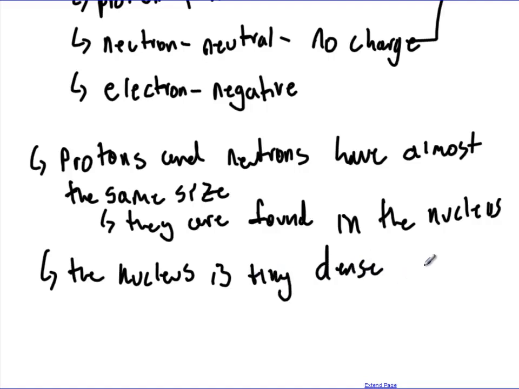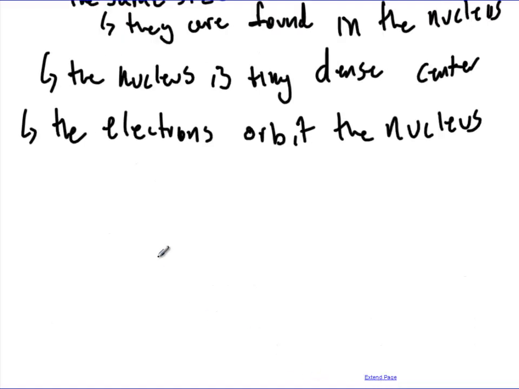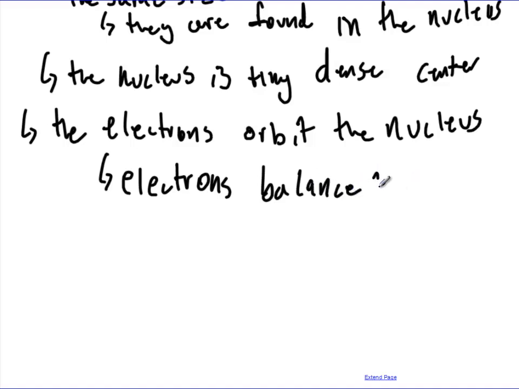Now, that's going to leave the nucleus positive. It's got positive protons in it and neutral neutrons, so I have a whole bunch of positive charge, but no negative charge. But atoms are neutral, and that's where the electrons come in. The electrons orbit the nucleus. They're found in the space around it. And there's always the same number of electrons and protons. Electrons balance the charge of the protons, and that makes the atom neutral.